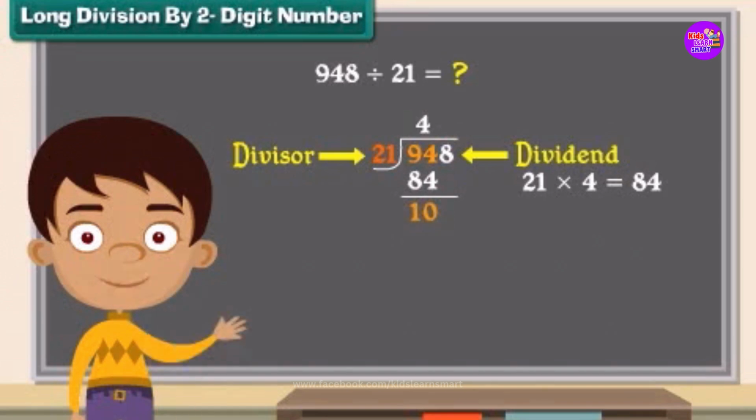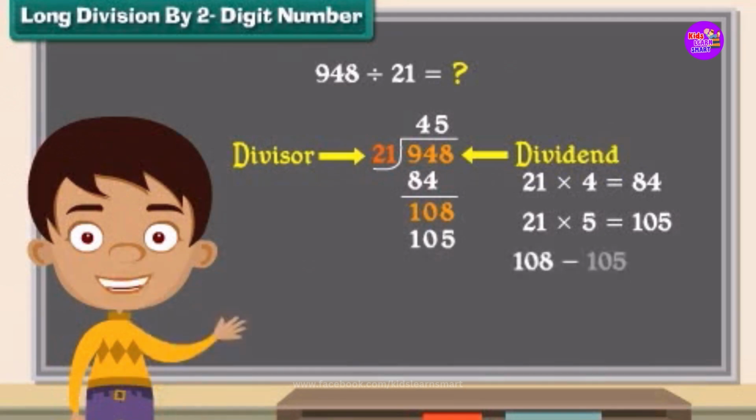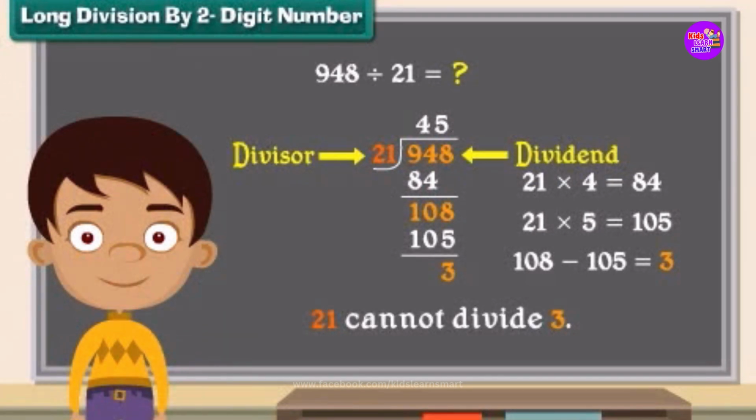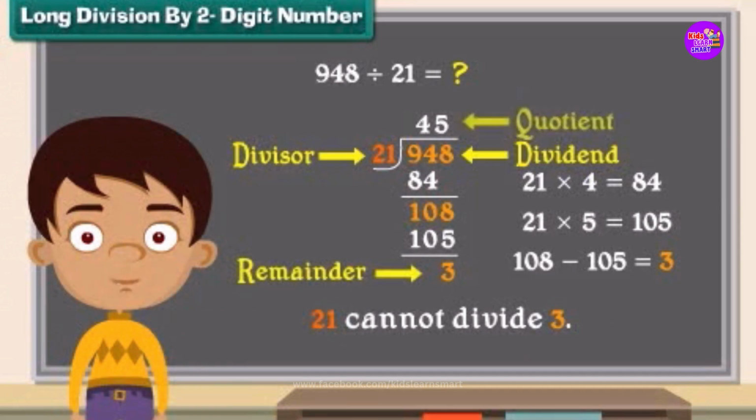Go to the next number in the dividend. The next number is 8. Now drag the number down. The number becomes 108. Now divide the new number 108 by 21. 21 fives is equal to 105. Place 5 above and the answer under 108. Subtract 105 from 108. Answer is 3. 21 cannot divide 3, so 3 is the remainder and 45 is the quotient.